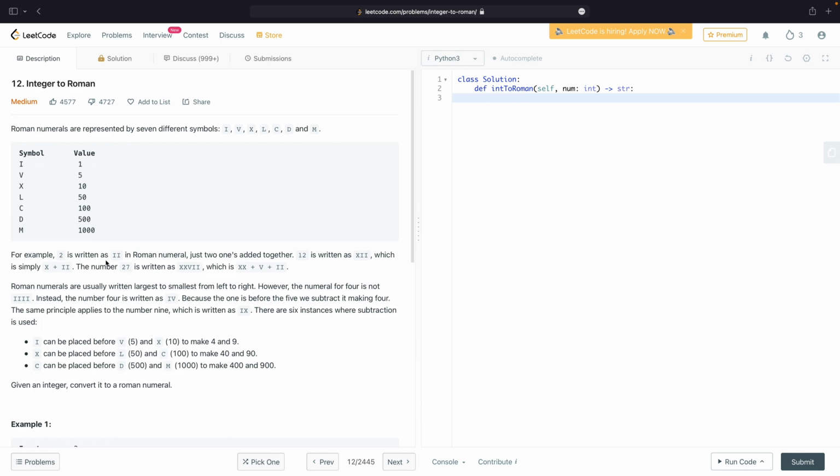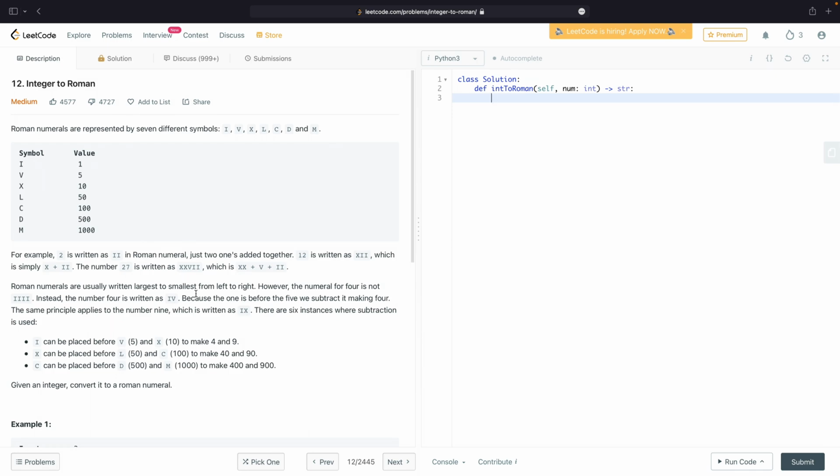For example, 2 is II. 12 is written XII. The number 27 is written as XXVII. Roman numerals are usually written largest to smallest from left to right.